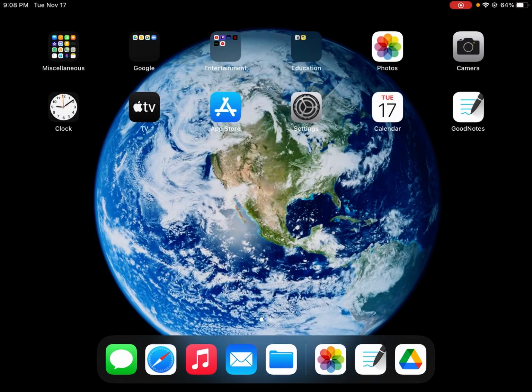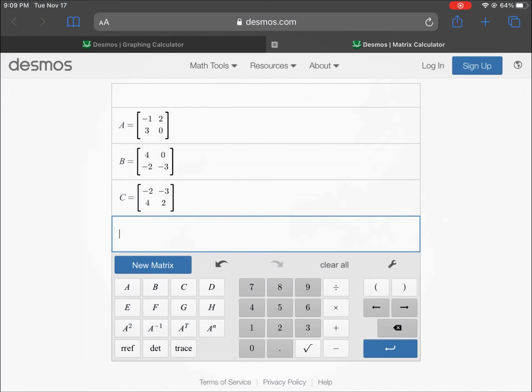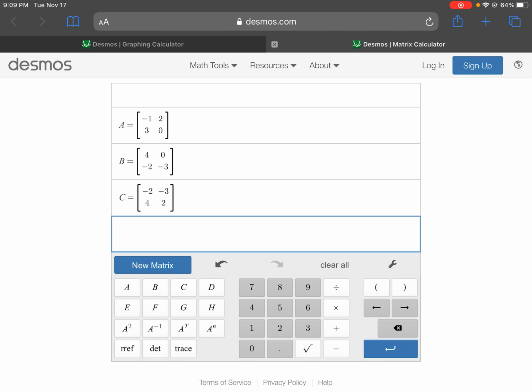Okay? So the first thing that we want to check, if we go over to our notes, is commutativity. Does commutativity apply to matrix addition? So basically, we want to check, is A plus B equal to B plus A? Well, let's come over here to Desmos, and we'll just type in A plus B. Notice A plus B is a 2 by 2 matrix. It has elements 3, 2, 1, negative 3. And we want to see if that's the same as B plus A.